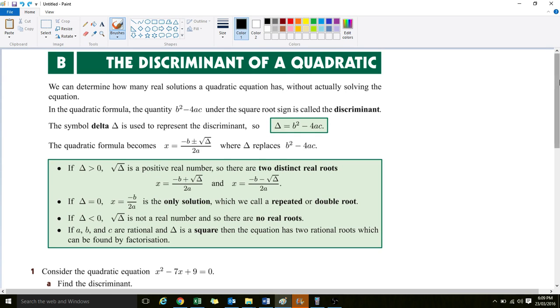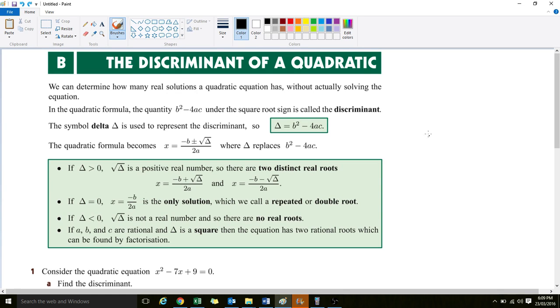So what the discriminant tells us is quite interesting. We have 4 dot points here. If the discriminant is greater than 0, then the square root of delta is a positive real number. Okay, that makes sense. Basically, this is saying if we have a number that's greater than 0, it is a positive number. So if delta is a positive number, there are 2 distinct real roots.